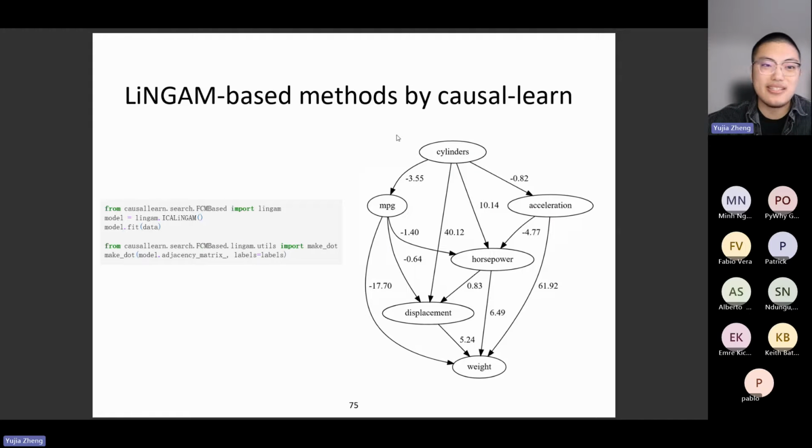So this is an example from the Auto MPG dataset, and we can see that we can determine the direction of all edges, just using LiNGAM in causal-learn. And of course, there is an independent package called lingam, which includes more types of LiNGAM-based methods. If you are interested, you can directly use that package. It's a very good package and works well on a lot of datasets.